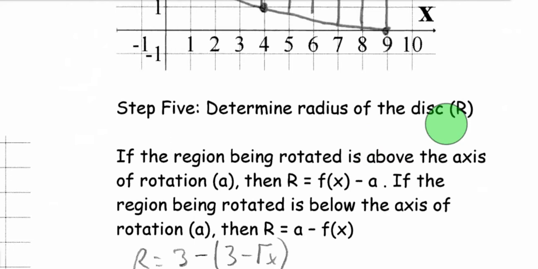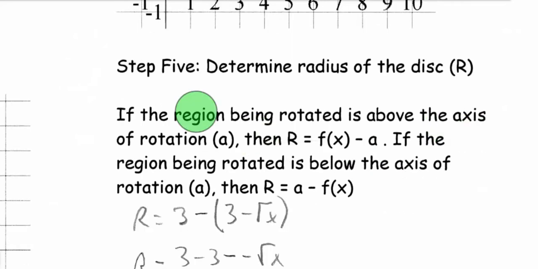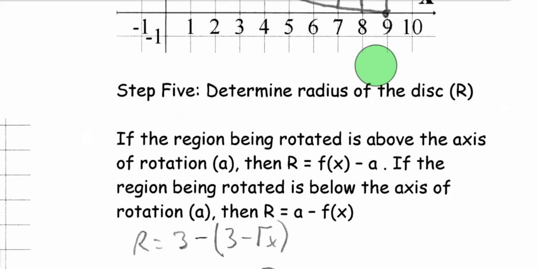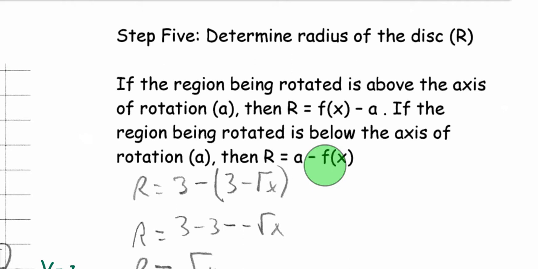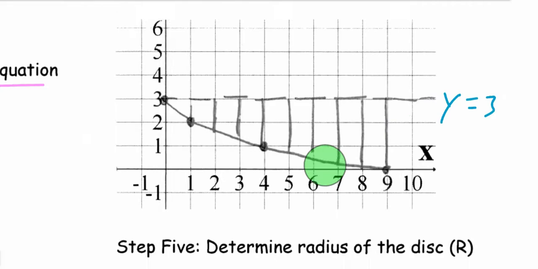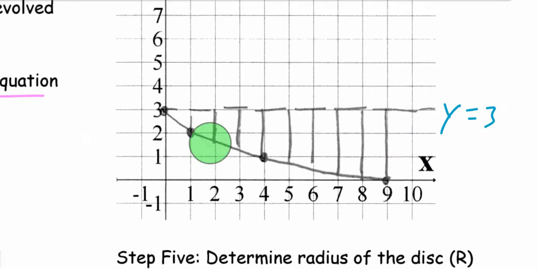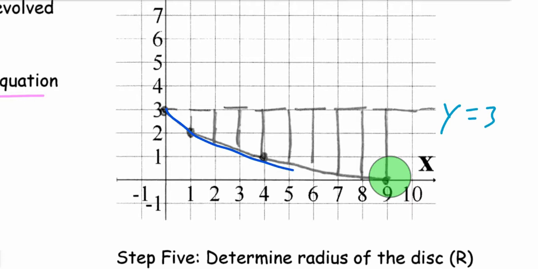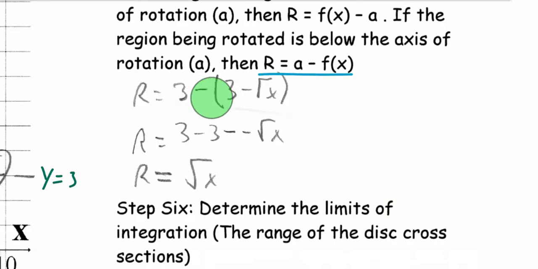Step 5 is very important. We want to determine the radius of our disk in terms of x. We notice that our axis of rotation, y equals 3, is above our region being rotated. When it's above, we want to use our radius formula as A minus f of x. In this case, it's going to be 3 minus this curve right here. This curve is 3 minus the square root of x, so it's going to be 3 minus the square root of x.